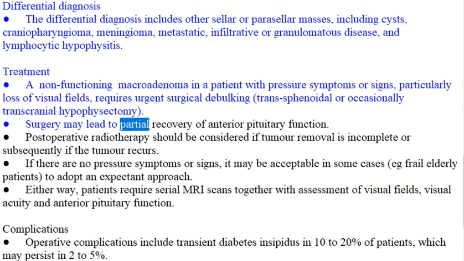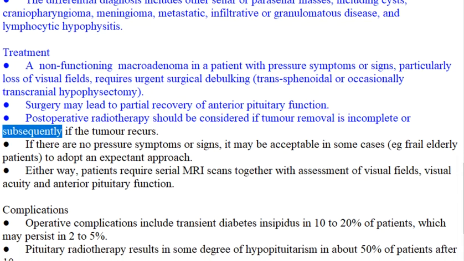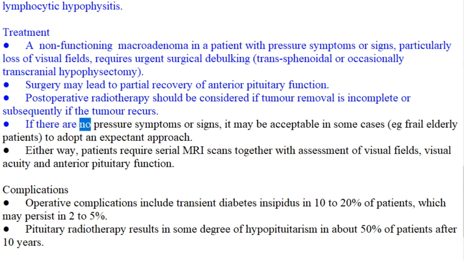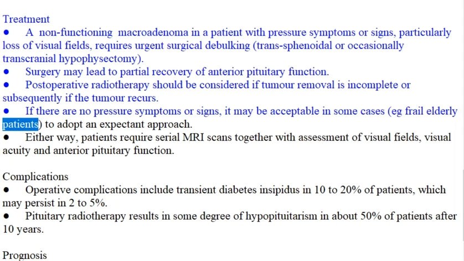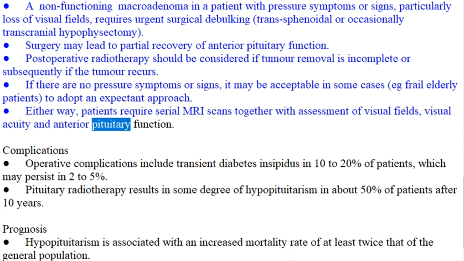Surgery may lead to partial recovery of anterior pituitary function. Postoperative radiotherapy should be considered if tumor removal is incomplete or subsequently if the tumor recurs. If there are no pressure symptoms or signs, it may be acceptable in some cases, e.g. frail elderly patients, to adopt an expectant approach. Either way, patients require serial MRI scans together with assessment of visual fields, visual acuity, and anterior pituitary function.